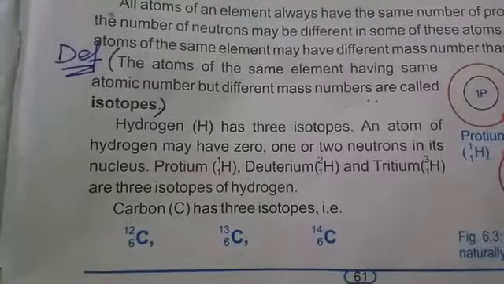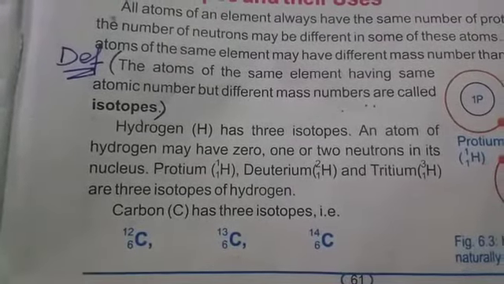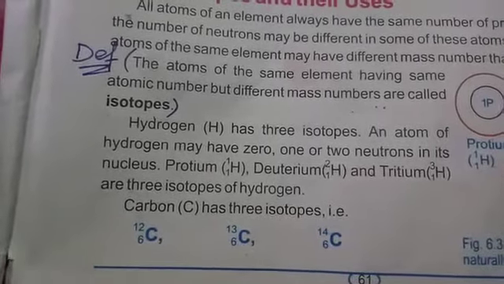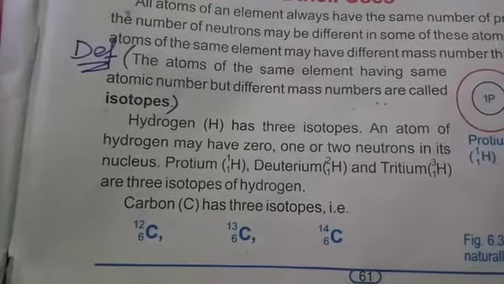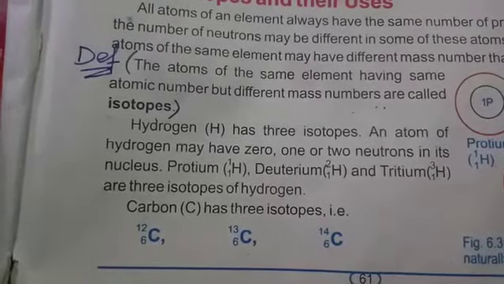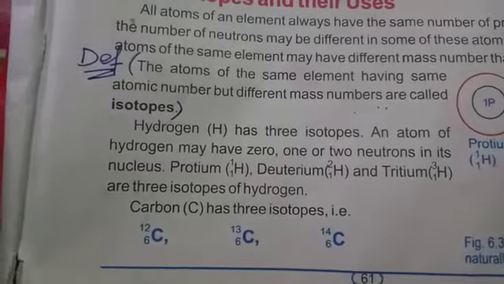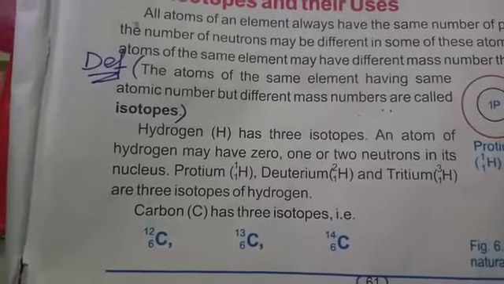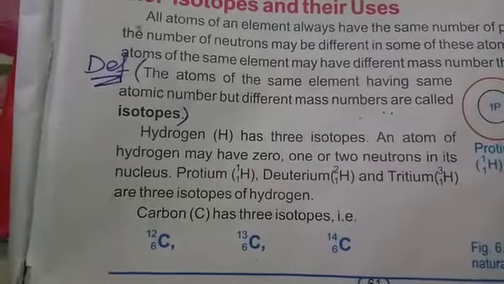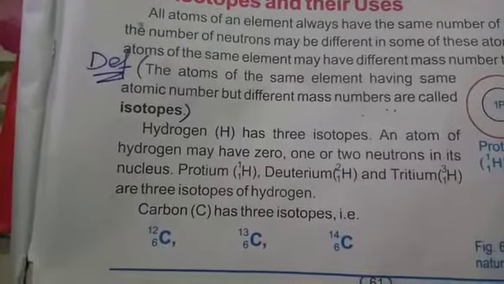Similarly, carbon has 3 isotopes, like C-12, C-13 and C-14. 6 is their atomic number, or the number of protons, while 12, 13 and 14 are the mass numbers. And carbon-12 has 6 neutrons, carbon-13 has 7 neutrons, and carbon-14 has 8 neutrons in the nucleus.